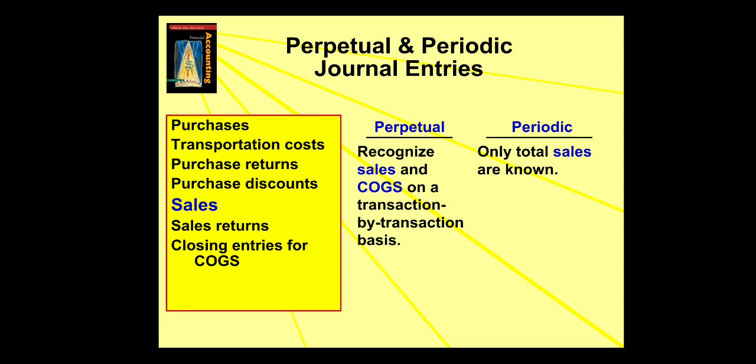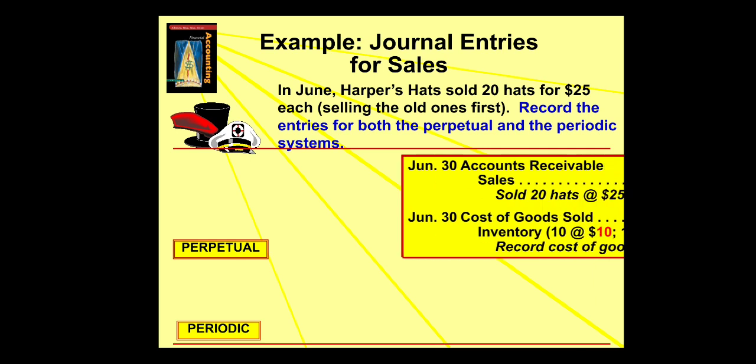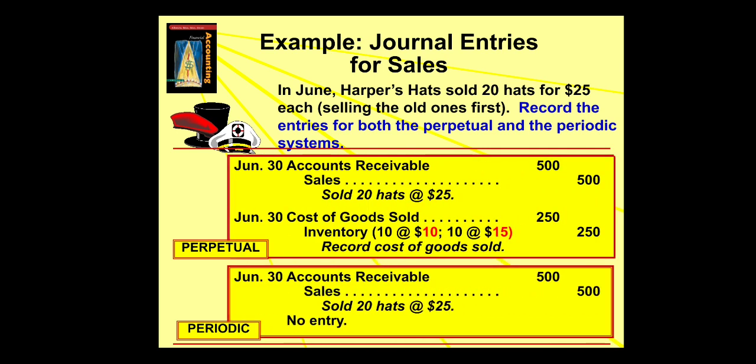But if you are using the periodic accounting system for inventory, you only record the revenue or sales account. Okay, let's see. This is an example related to sales, the first example, I think.